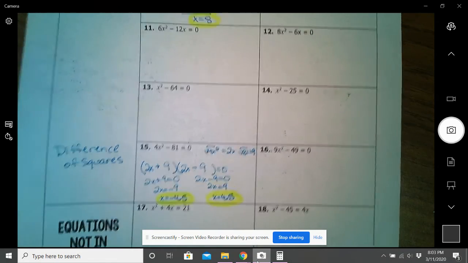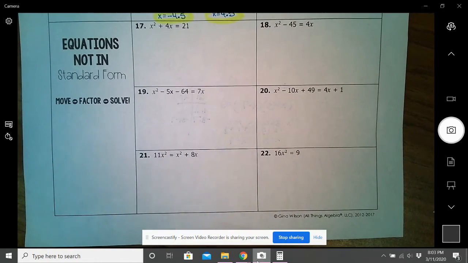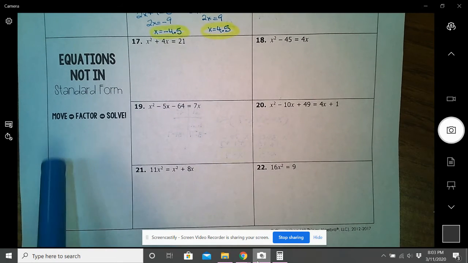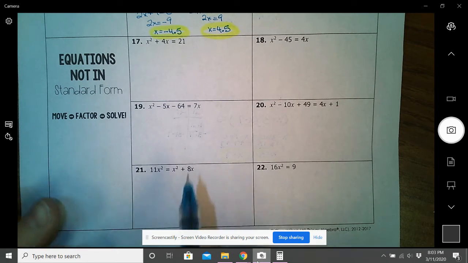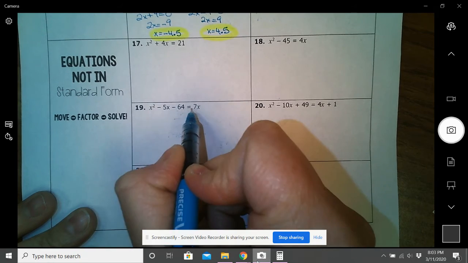Okay, there's one more little section here on your notes, and you'll notice that the equations are just not in standard form yet. They're not equal to 0 yet. So all you have to do is move things around before you factor it, before you solve it. So let's take a look at maybe number 19. Okay, this right side is supposed to equal 0, so I need to move this 7 over.